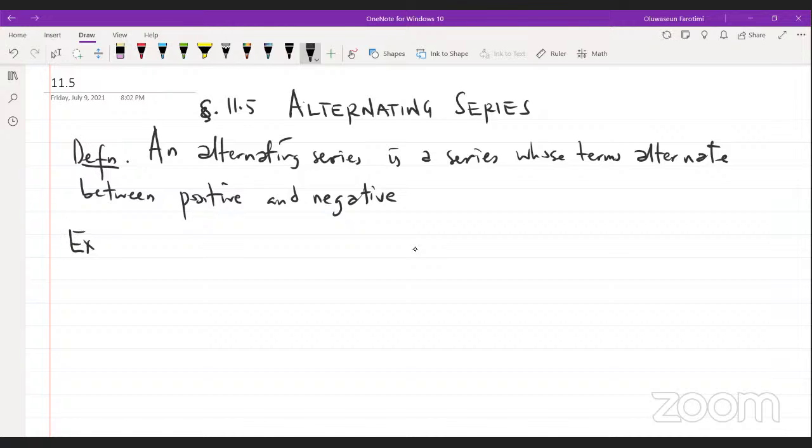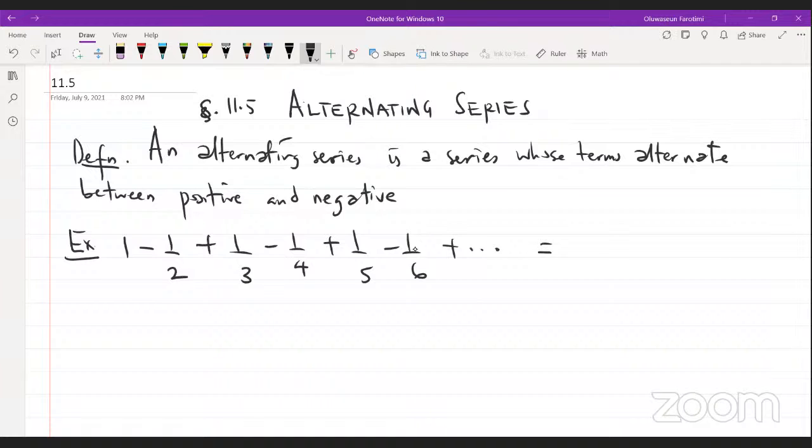Now, an example of such is if I have this guy, this is +1/3 -1/4 +1/5 -1/6, on and on. I can write this guy as a series, which is, we've seen how to write this type of things before now, especially when we looked at 11.1, which was the foundation.